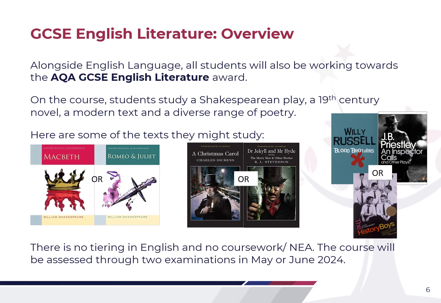When studying the text, students will be looking at the big ideas of the text, what the writer was trying to say about the society they were living in, about the use of language and the analysis of language and structure and the writer's craft, and also how the text applied to a wider social historical context. There's no tiering in English and no coursework, just like English language. The course will be assessed as English language is through 2 examinations in May or June 2024.